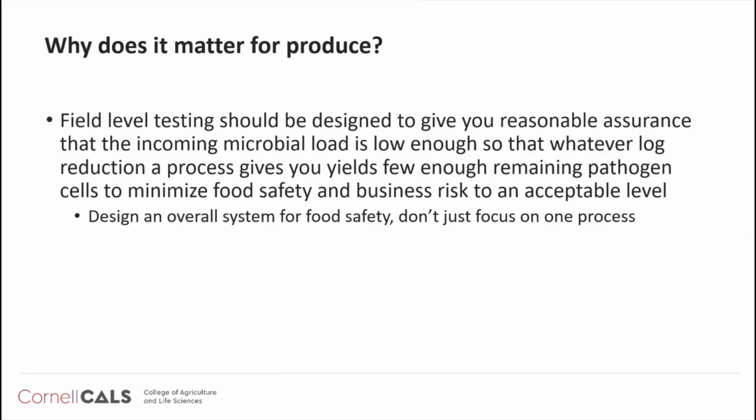You can design a system where you do stringent testing in the field to assure your raw material comes in with a low microbial load and specifically with a low load of the pathogens of concern, which typically will be E. coli and Salmonella, and then add a log reduction process on top of that, which could be 2-log, could be 1.5 log, could be 2.5 logs, to give you few enough remaining pathogens to minimize food safety and business risk to what we consider an acceptable risk.